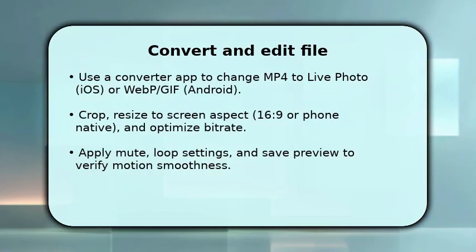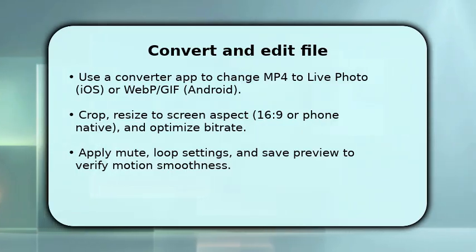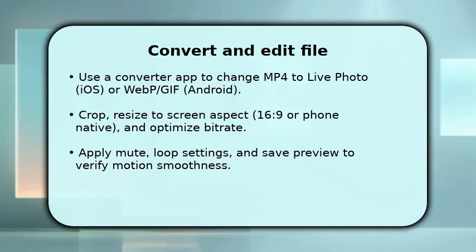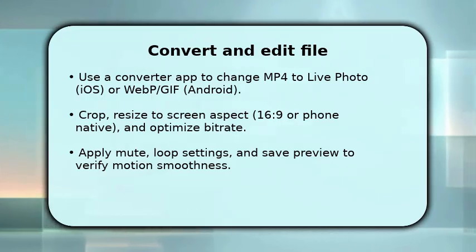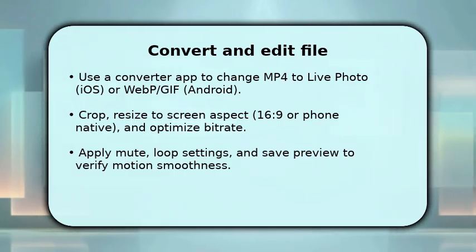Now you convert and polish the file so it behaves like live wallpaper. Import the clip into a converter or editor on your device. For iPhone, export as a live photo. For Android, convert to WebP or a GIF-based live wallpaper format. While editing, crop and resize to match your phone's aspect ratio, reduce bitrate to save space, and mute audio if needed. Make sure to enable seamless looping, then save and preview the result to confirm smooth playback before installing.